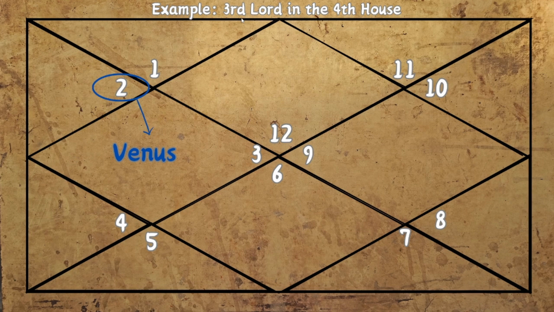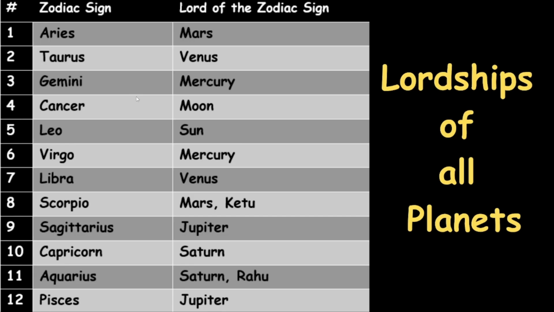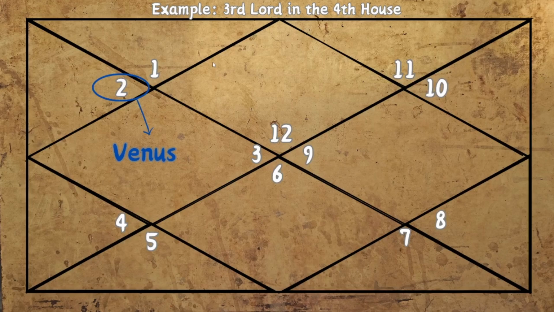For example, if in your chart the third lord is in the fourth house, how do you conclude that? If you see, this is the first house where 12 is written, this is the second house where 1 is written, and this is the third house where 2 is written. Now what is 2? If we look at the table, 2 is the Taurus zodiac sign. And who is the lord of Taurus? It is Venus. So you will say the lord of the third house is Venus, because it is the lord of the Taurus zodiac sign.